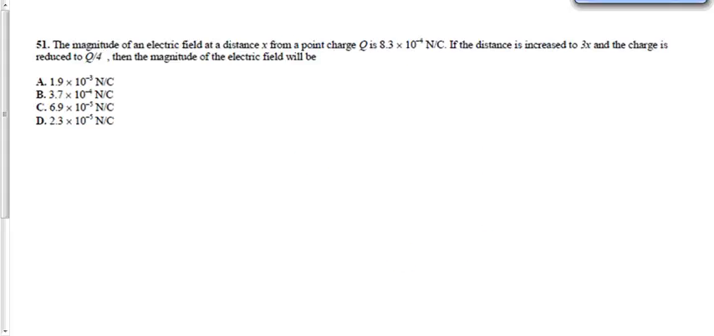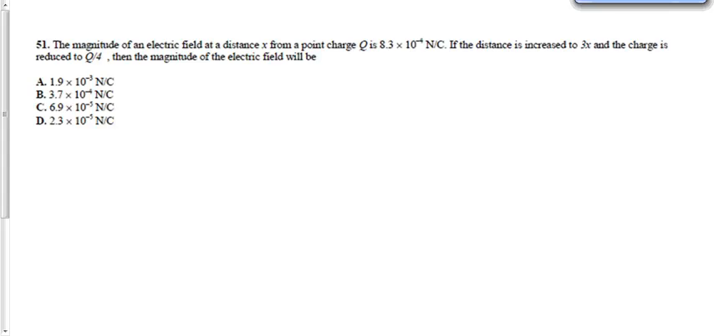Let's try another one, number 51. Okay, let's have a look. So the magnitude of an electric field at a distance x from a point charge is 8.3. The distance is increased to 3x. The charge is reduced to q over 4. What does the new electric field become? What kind of question is this? Besides the electric field, right? Clearly it's the electric field, but what's the technique that we're going to use to solve this?